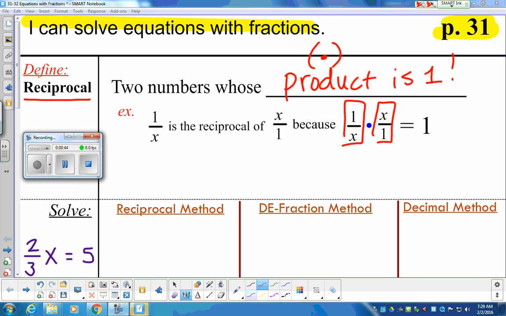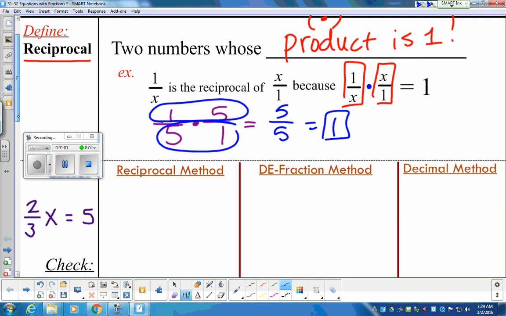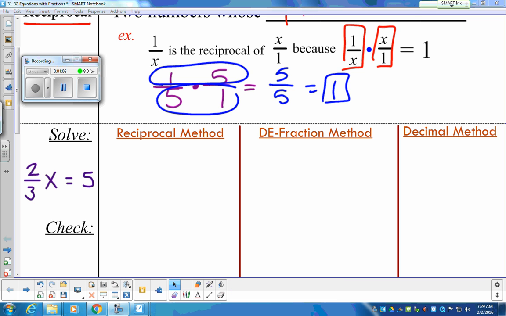I'll show you an example. If we take the fraction 1/5, we flip it, called the reciprocal, and multiply by 5 over 1, we end up getting 1 times 5 is 5, 5 times 1 is 5. We end up getting that product of 1. So that's where that definition of reciprocal comes from. So we're going to talk about 3 different options of how to solve equations with fractions.